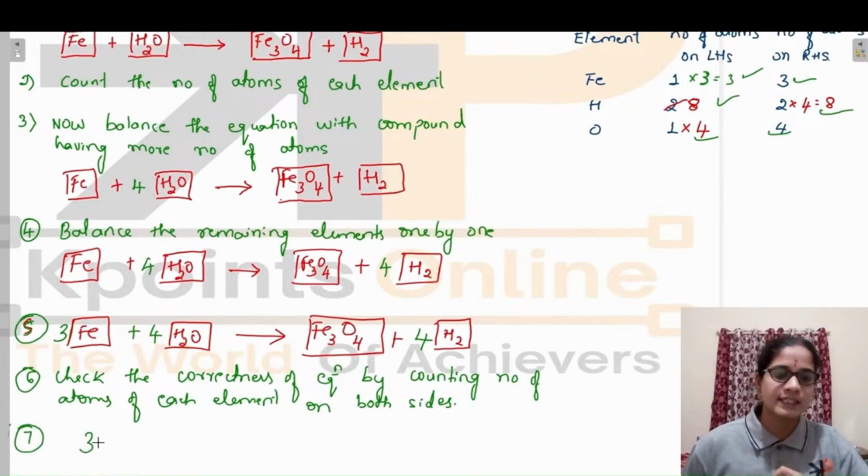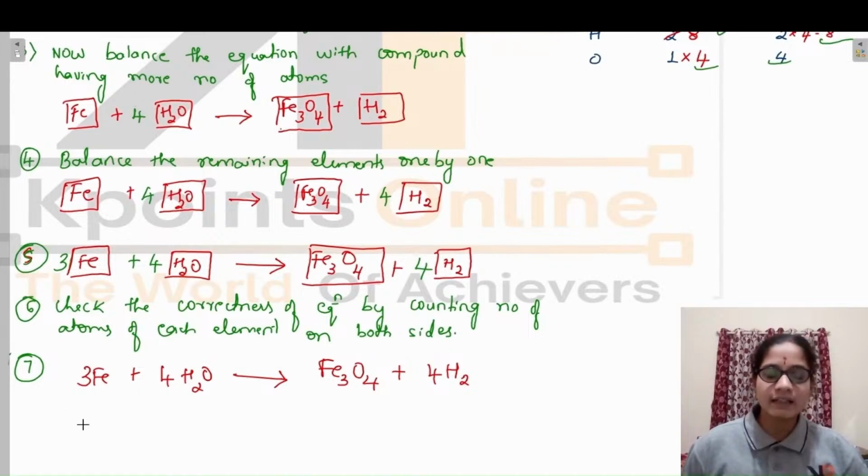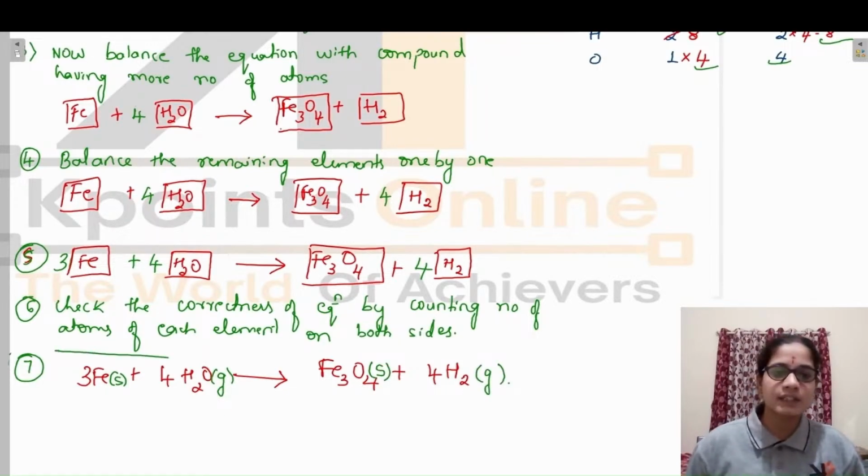Balanced equation: 3Fe plus 4H2O gives Fe3O4 plus 4H2. Then the state symbol for iron is S, as it is in solid state. It will react with steam, so I will write here G, as water is in the form of steam. Then the oxide of iron, Fe3O4, is in solid state. Then as we know, hydrogen is gaseous. This is a balanced chemical equation.